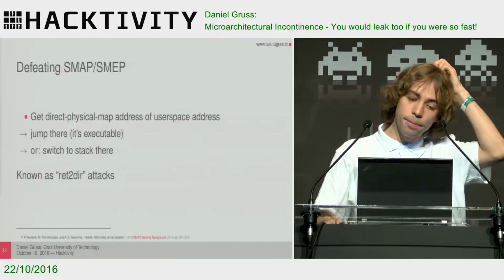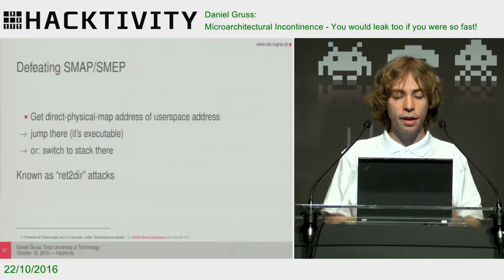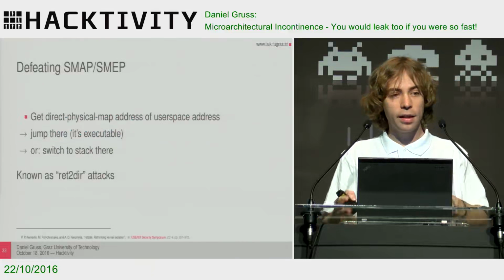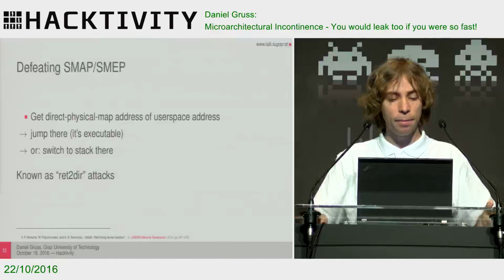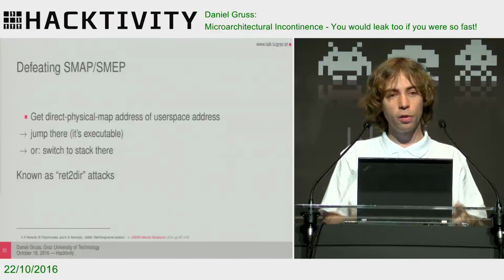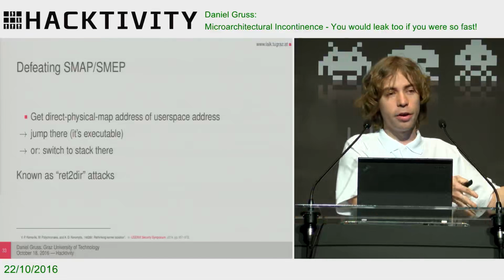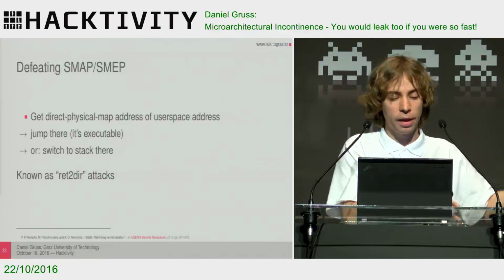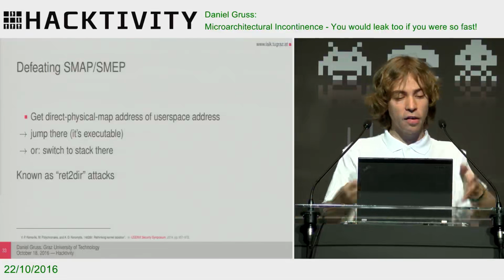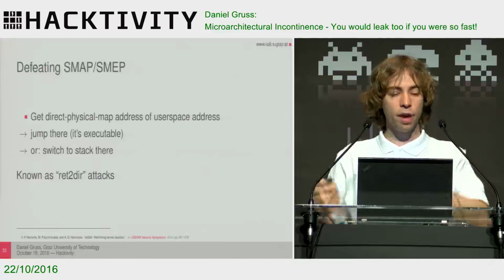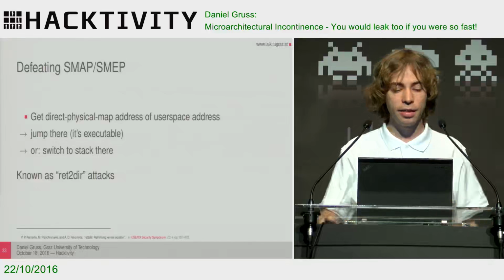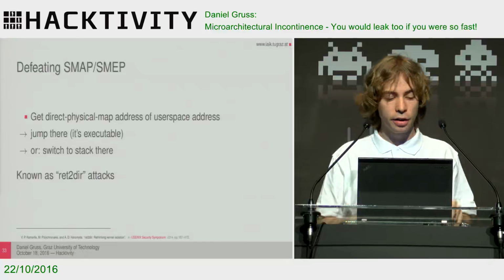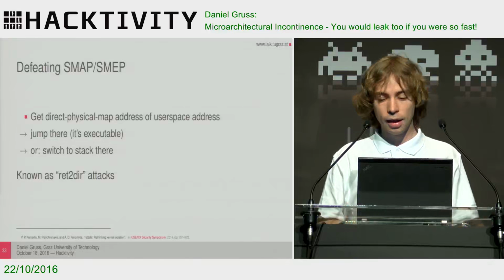Another attack works by jumping directly to the direct physical map, because there is this physical map, and if you cannot jump to user space, or if you cannot put your return-oriented programming stack into the user space, then you can just get the physical address and jump to the direct physical map instead. This is known as return to direct mapping attacks.